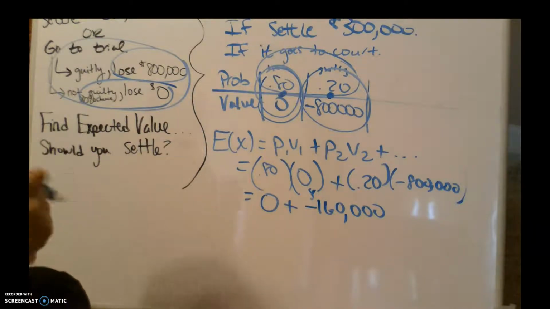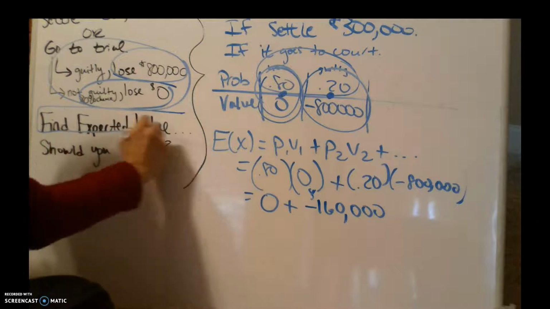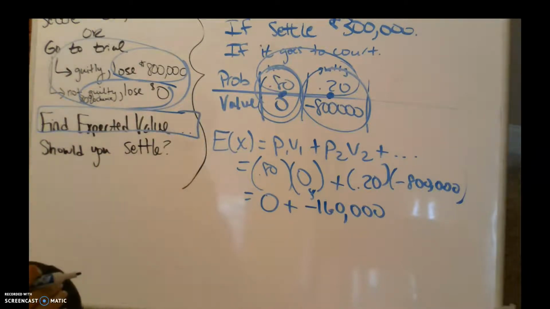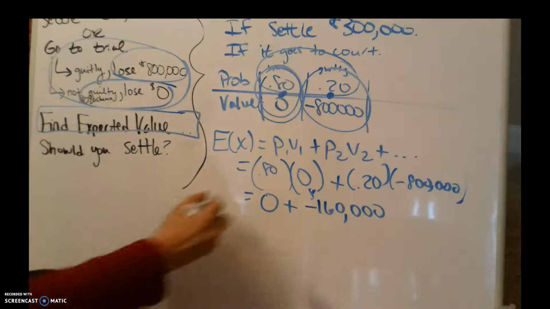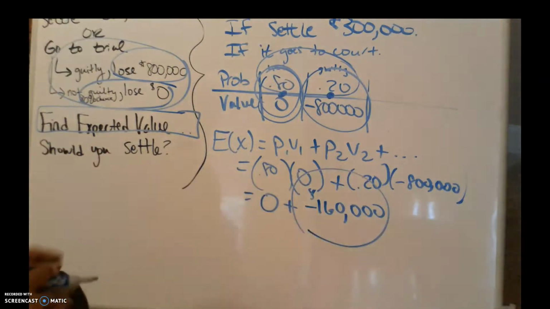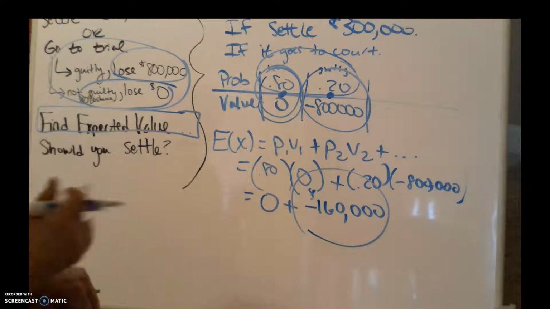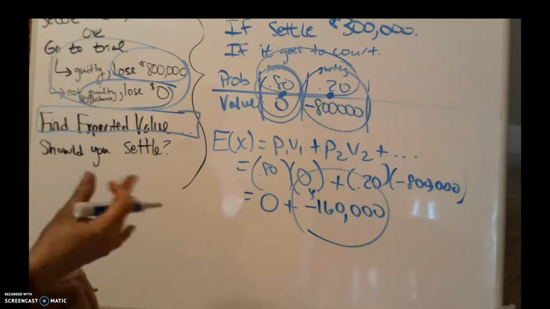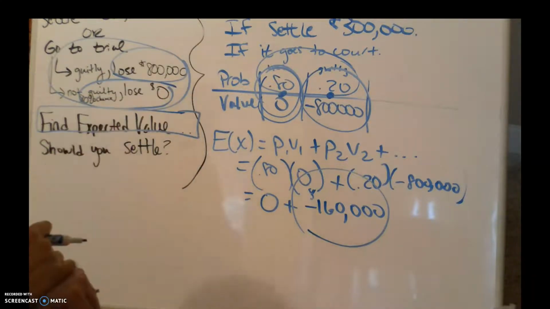So expected value is kind of like your average. Depending on how the expected value is worded, if you are the client, this means you would lose, on average, $160,000 if you go to court. So if you went to court millions and billions of times, sometimes you would win at court, sometimes you would lose at court. On average, you would lose $160,000 if you had similar rates and so forth.